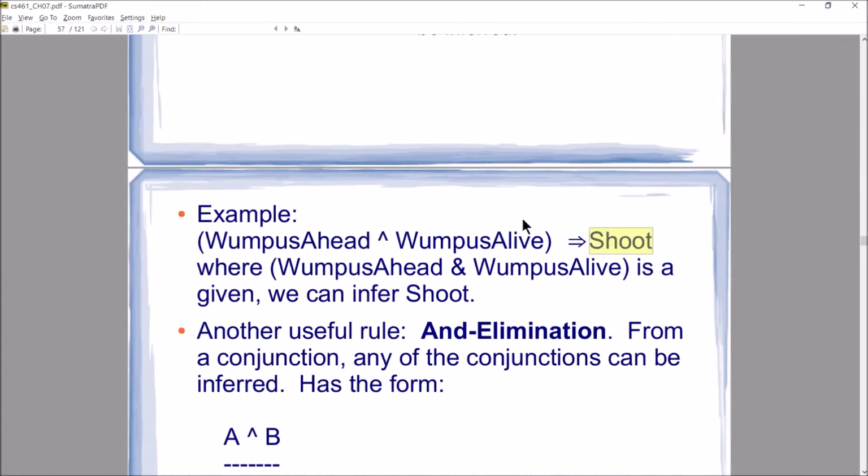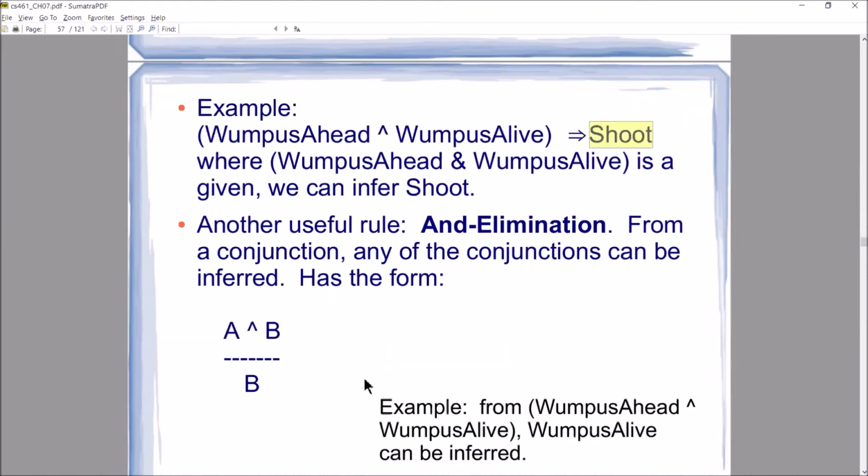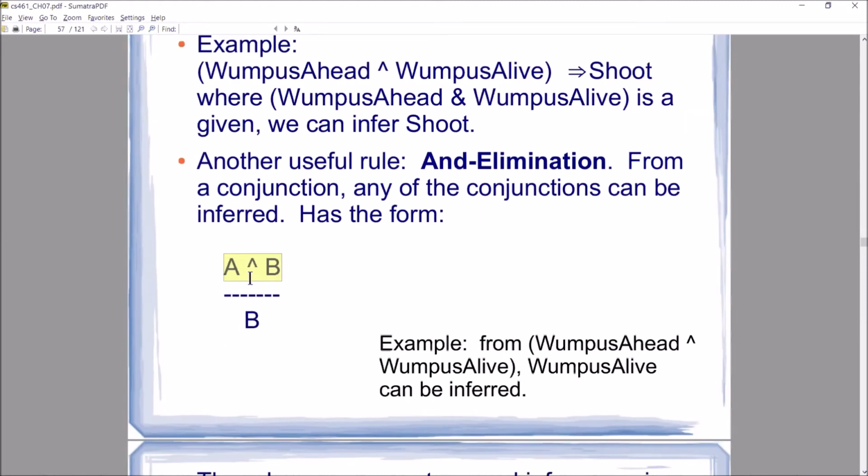All right, so there's another useful inference rule, and this is called and elimination. With and elimination, you have a conjunction. If I assume that A is true, I can infer that the other thing is too. So let's say that I'm given A, I know that A is true. Then if this entire thing here is true, then I must know that B is true also. If we have a sentence, wumpus ahead and wumpus alive, we can infer wumpus alive.